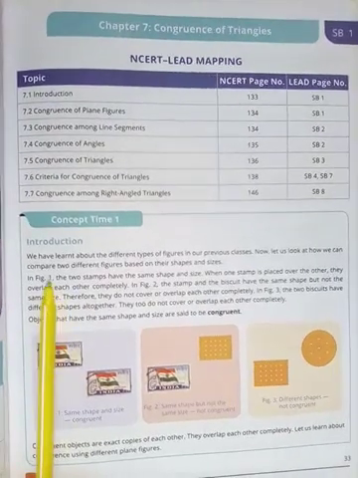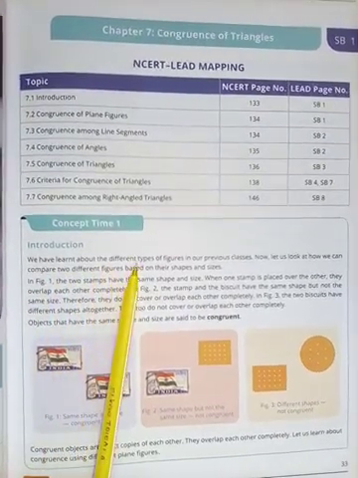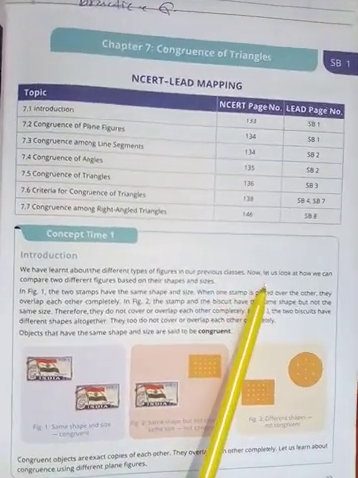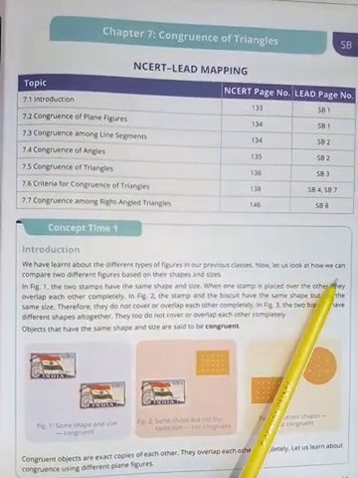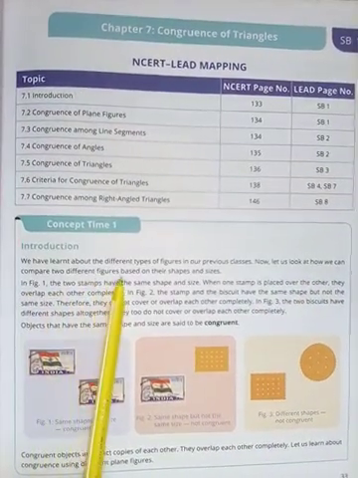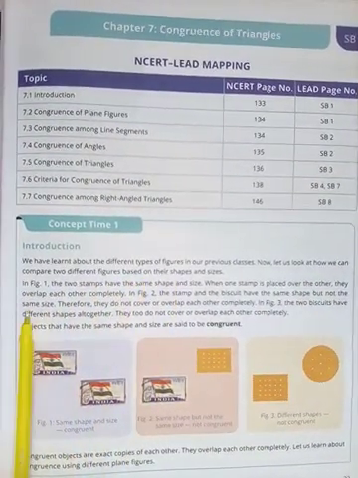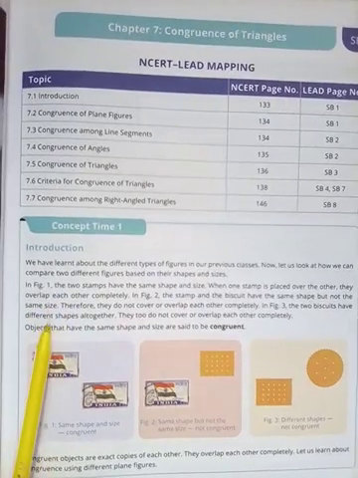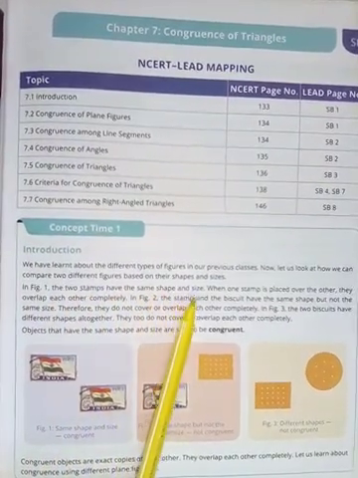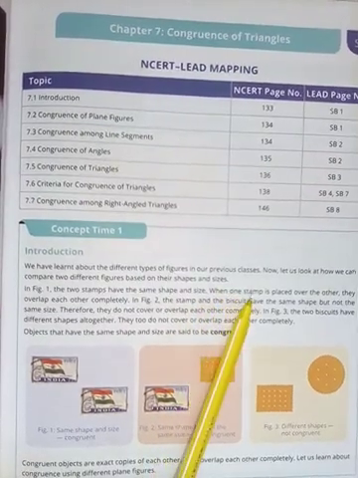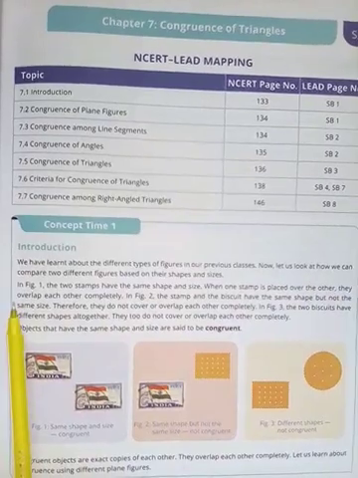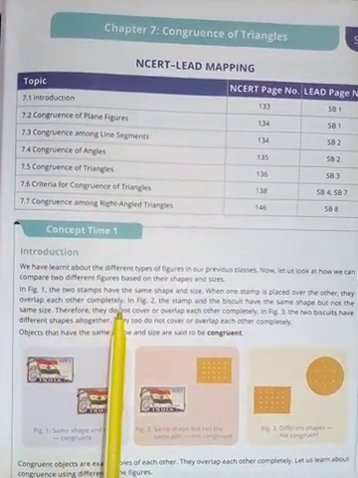Introduction. We learned about different types of figures in our previous classes. Now let us look at how we can compare two different figures based on their shape and size. In figure first, the two stamps have the same shape and size. When one stamp is placed over the other, they overlap each other completely.